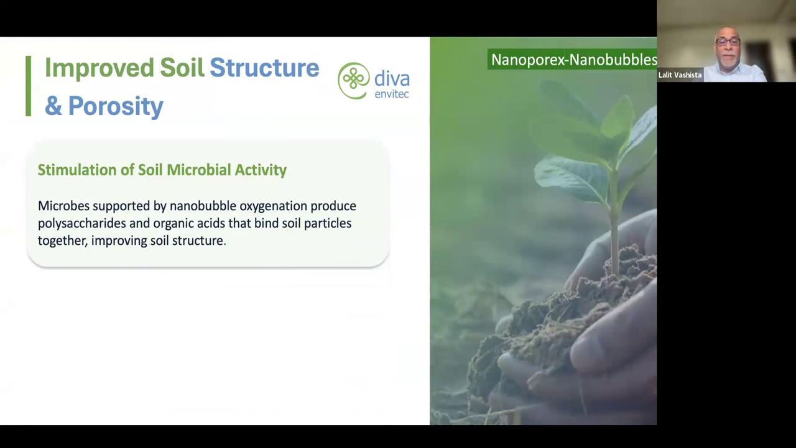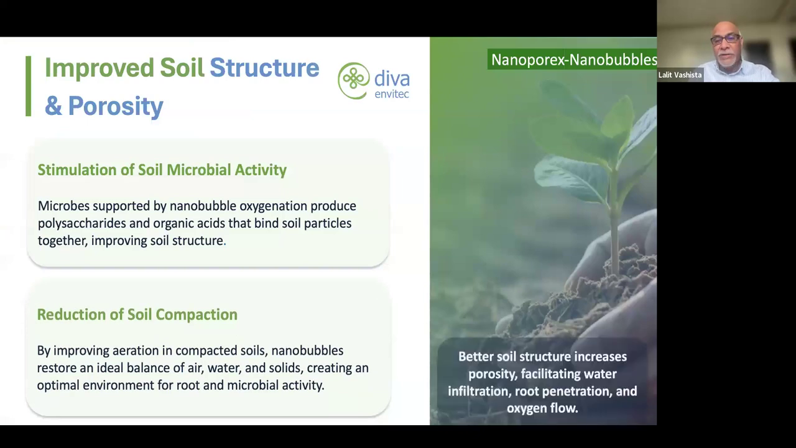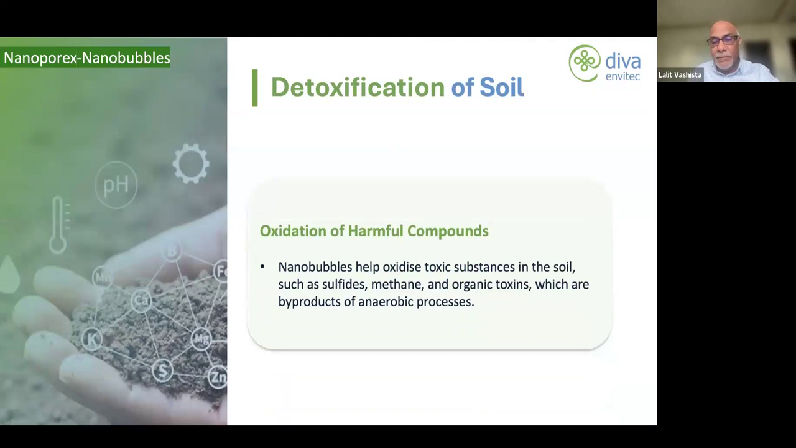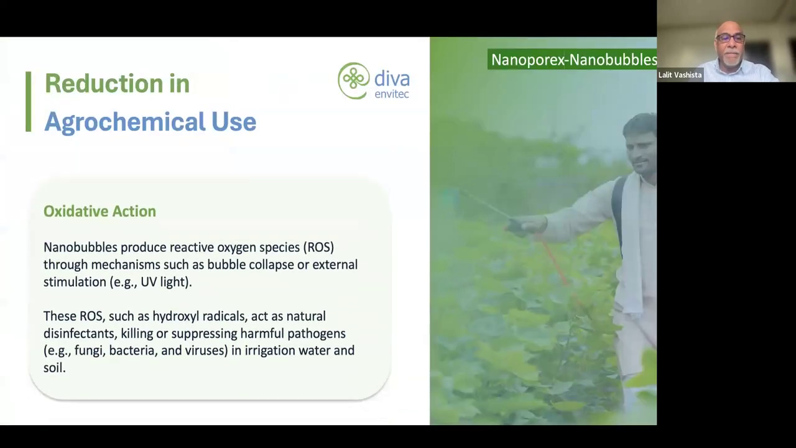So microbes supported by nanobubble oxygenation produce polysaccharides and organic acids that bind soil particles together, improving the soil structure. You see that everything is happening like a chain reaction, the moment you are changing the environment in the soil. Reduction in soil compaction. Better soil structure means better breathing of the plant and better plant growth. Oxidation of harmful compounds, I already discussed that.